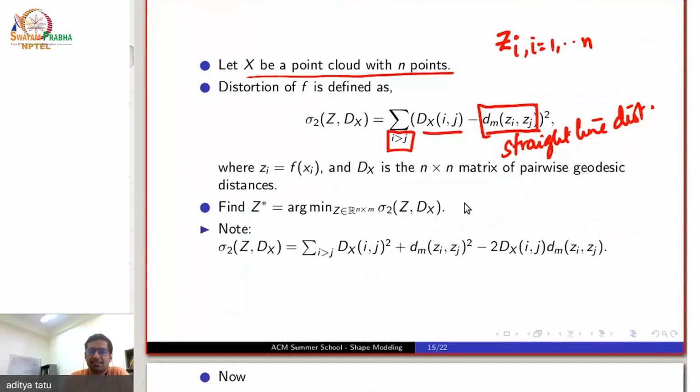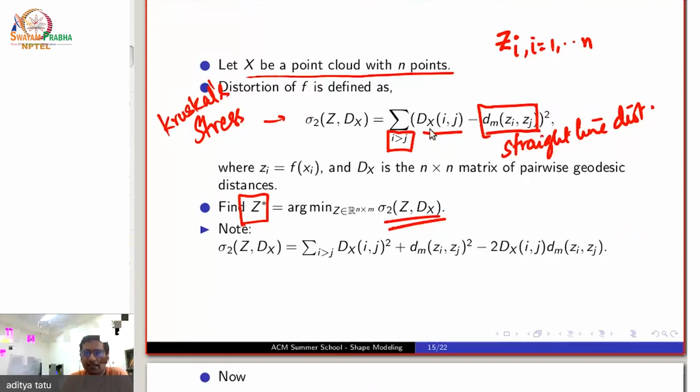Okay, so this expression on the right hand side is sometimes also called stress, or I think more specifically this is Kruskal's stress function. And again, it is a straightforward optimization problem to find the minimum Z star that minimizes the 2 stress. The 2 in the sense because again this is squared, right? The error between the given geodesic distance and the realized straight line distance is squared. So it's a sum of squares, which is why this is called the 2 stress also, or sigma 2.